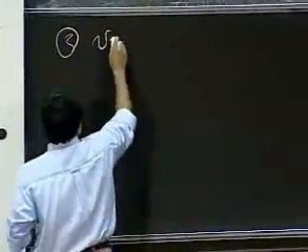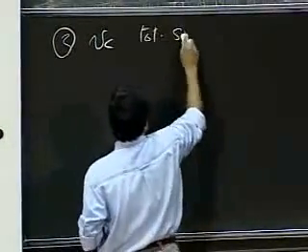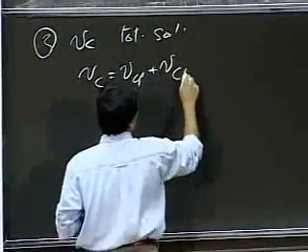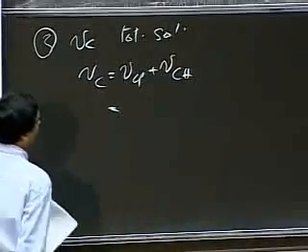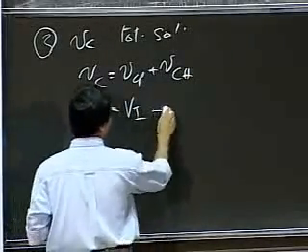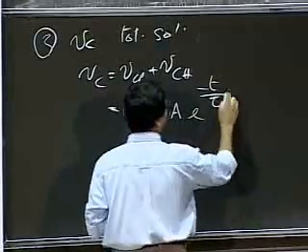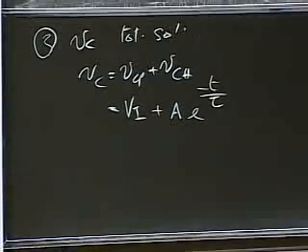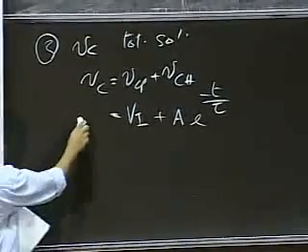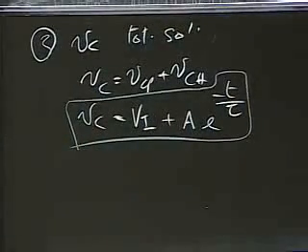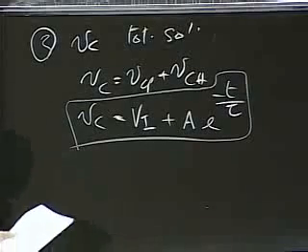And finally, I want to write down the total solution. And the total solution is simply VCP plus VCH, and VCP was VI, and VCH was A e to the minus t by tau. Okay? Tau is simply RC. That's my solution. Now, remember the last step. Last step was form the total solution and find out the remaining constants. And I'll find out the remaining constants by using my initial conditions.